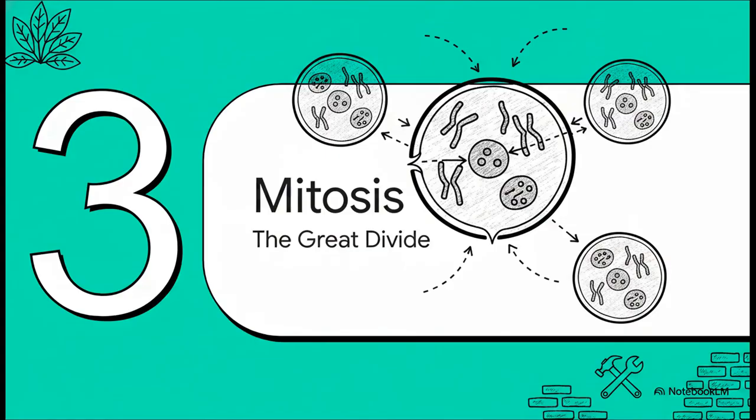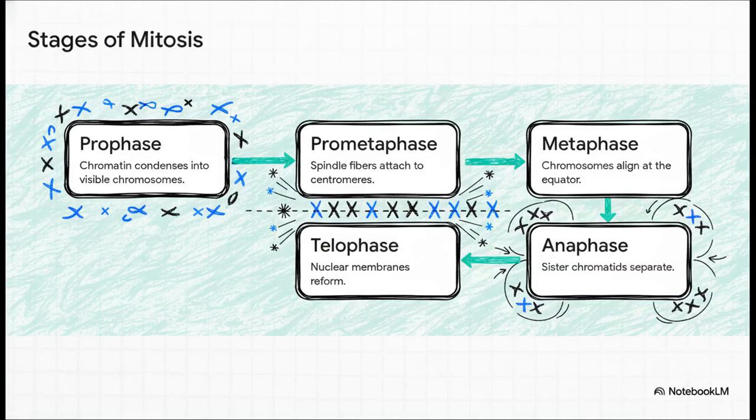That brings us to section 3, mitosis, the great divide. The prep work is done, and now we enter the intense climax of the cell cycle. Mitosis is where the nucleus of a single parent cell actually divides to produce 2 genetically identical daughter cells. This is a rapid-fire sequence broken down into 5 distinct physical stages: prophase, prometaphase, metaphase, anaphase, and telophase. Let's look at exactly how a cell unzips and separates its most precious cargo, its DNA.